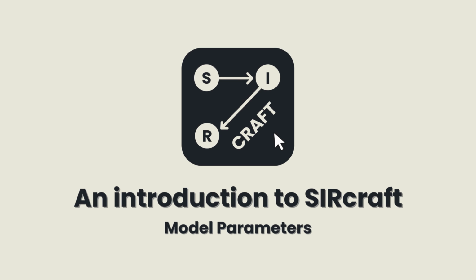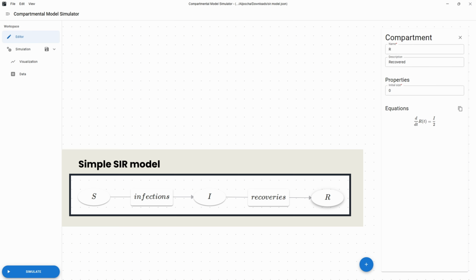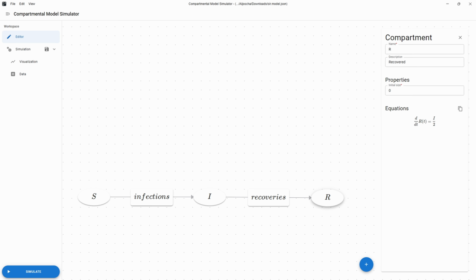Hi everyone! In this video, we will learn how to use parameters to model disease dynamics. Previously, we created a simple SIR model with fixed values for both the infection rate as well as the recovery rate. This is a good starting point for understanding the basic dynamics of disease spread, but it doesn't allow us to easily adapt the model to different scenarios.